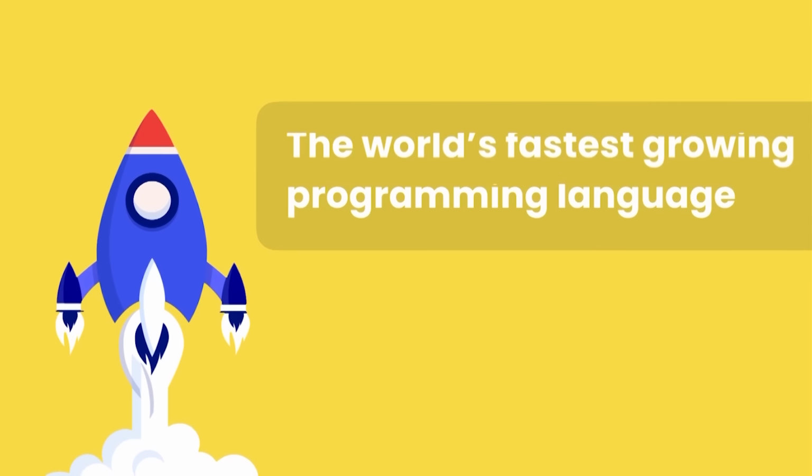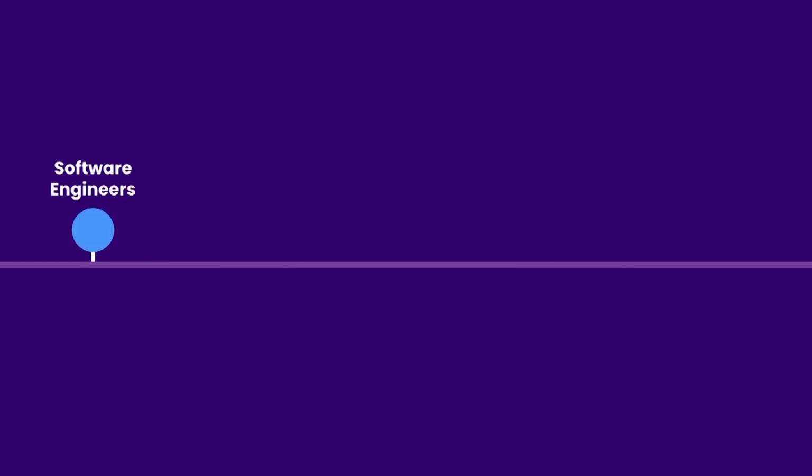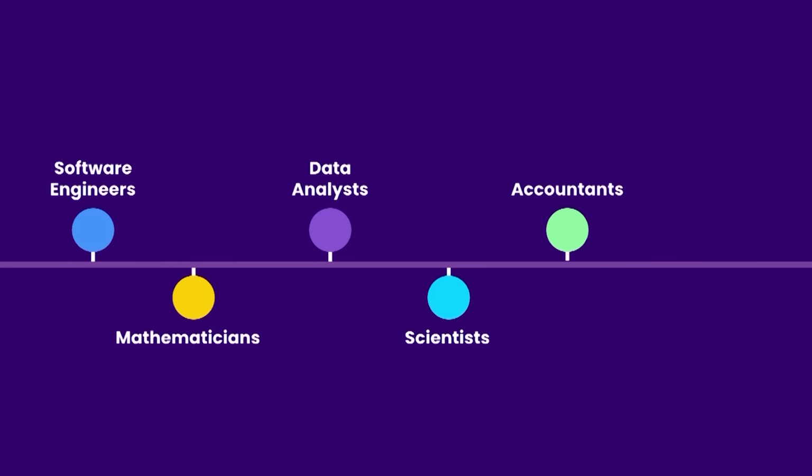So, Python is the world's fastest growing and most popular programming language, not just amongst software developers, but also amongst mathematicians, data analysts, scientists, accountants, network engineers, and even kids. In fact, it's the ideal programming language to learn first. But what makes Python so special?